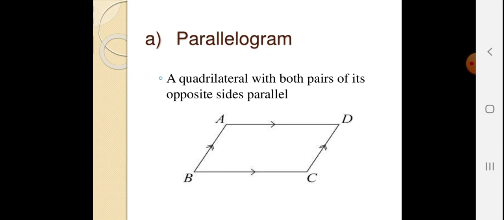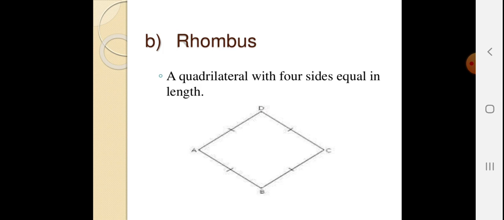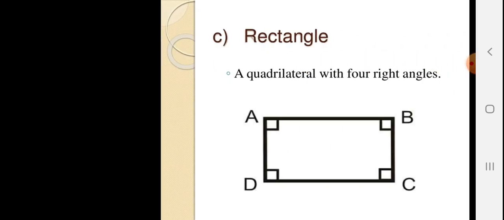Parallelogram: a quadrilateral with both pairs of its opposite sides parallel is known as a parallelogram. Here you can see that AD is parallel to BC and AB is parallel to CD. Rhombus: a quadrilateral with four sides equal in length is called a rhombus. Now remember, a square is a rhombus, but a rhombus cannot always be a square, because to become a square you need four equal sides along with all four angles 90 degrees.